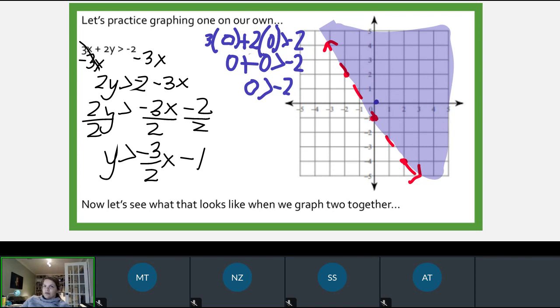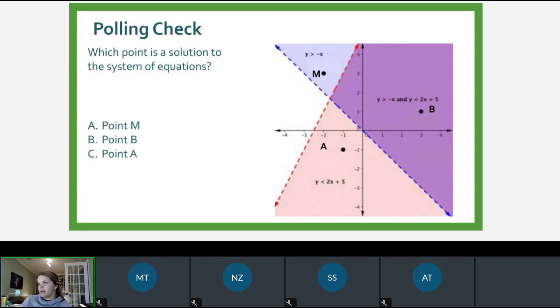Just like graphing equations was one line, and then a system of equations like we went over in the warm-up, that was 2 lines. That's what we're going to be doing with inequalities. We are going to be graphing 2 lines, 2 inequalities. So we're going to have 2 shaded areas. The area where both the shading overlaps is going to be our solution set. So let me show you what I mean by that.